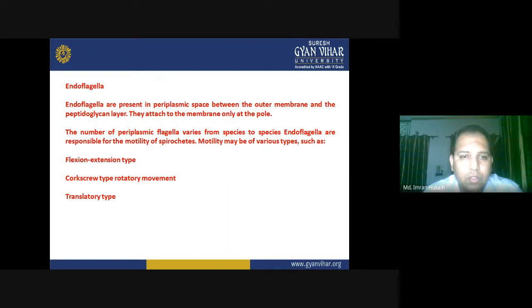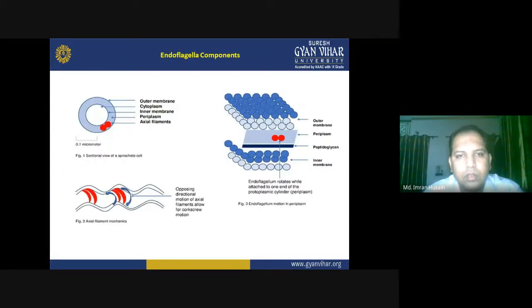Endoflagella are responsible for the motility of spirochetes. Motility may be of various types, such as flexion-extension type, corkscrew type, or rotatory movement, translatory type. So these are three different types of motion. You can see the endoflagella components clearly in this image: outer membrane, cytoplasm, inner membrane, periplasmic space, axial filaments, in the section view of a spirochete cell.